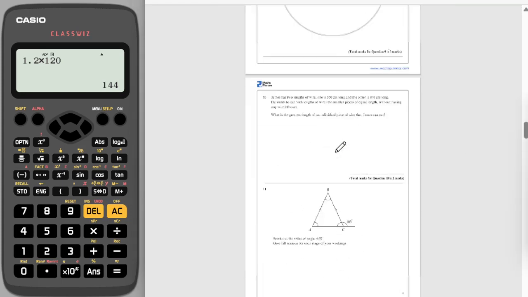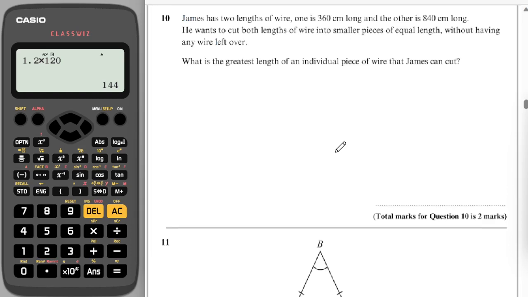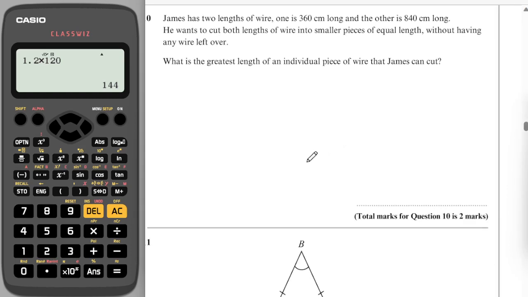Okay, question 10. So James has two lengths of wire. One is 160 centimeters long and the other is 840 centimeters long. He wants to cut both lengths of wire into smaller pieces of equal length without having any wire left over. What is the greatest length of an individual piece of wire that James can cut?